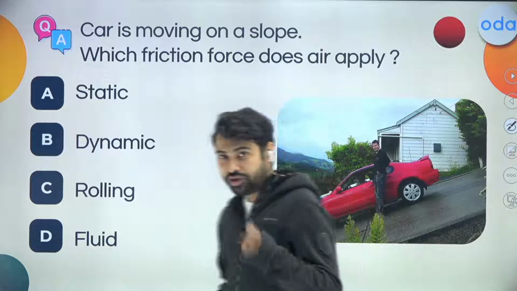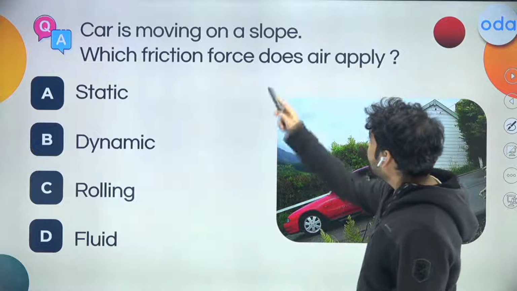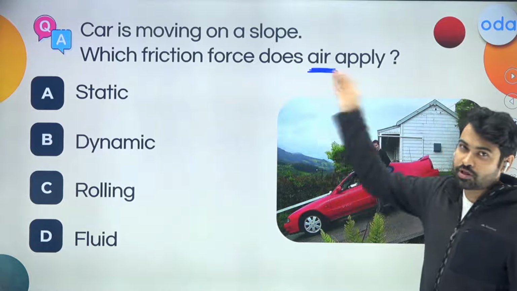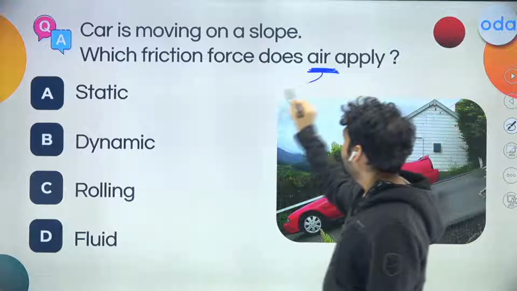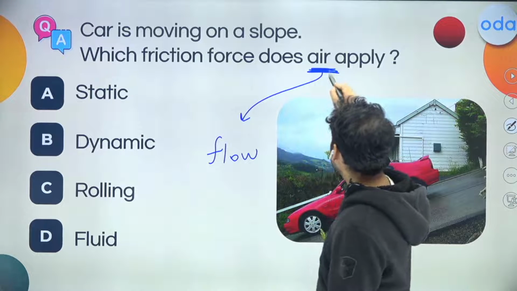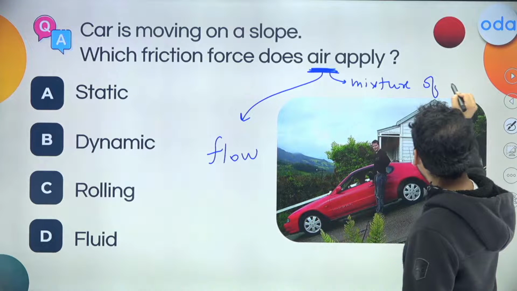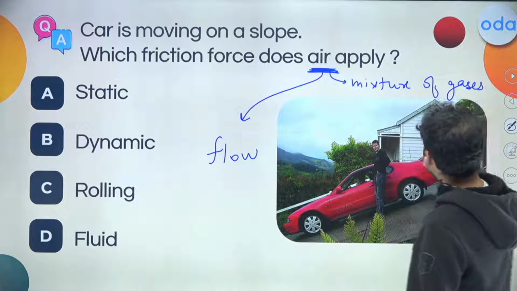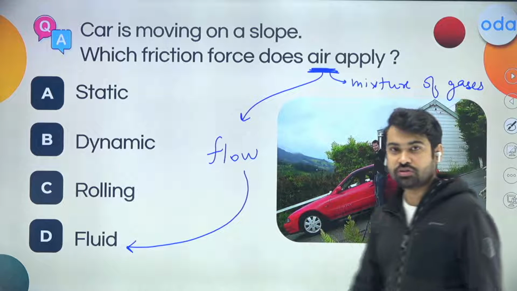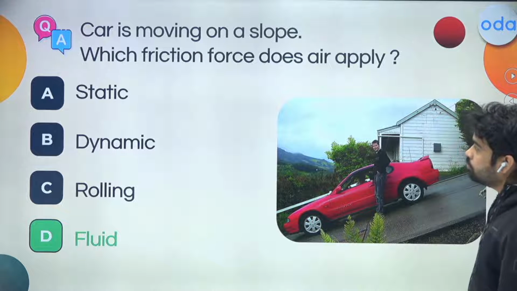Okay, next quiz. Car is again moving on a slope. It's neither sliding, nor rolling, and it says which friction does air apply? So this time around, we have to focus upon this word air. Now, what can I say? Air is something that can flow. Air is a mixture of gases, and that means that it must classify under fluid friction. Under fluid friction, this will be your fourth case.